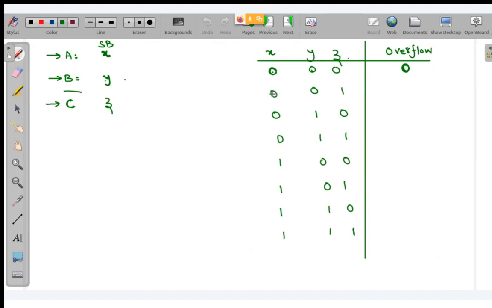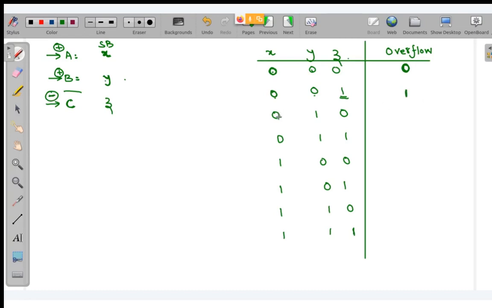Now look at this place. Sign bit of A is 0. Sign bit of B is 0. But sign bit of the resultant is 1. So X0 means A is a positive number. Y0 means B is a positive number. But Z equal to 1 means C is a negative number. How can you get a negative number when you add two positive numbers? So that means overflow has happened over here. So I will be writing it as 1.